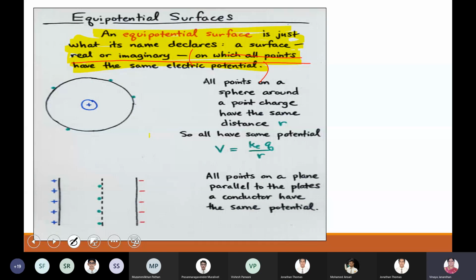Ma'am, when we are substituting Q in the electric potential formula, should we put the sign of Q? Yes, boys, you need to have a sign.